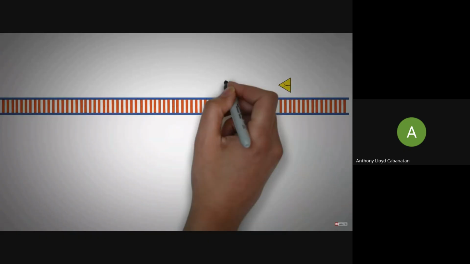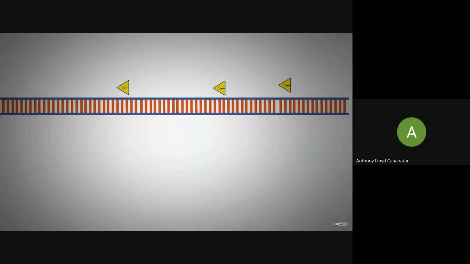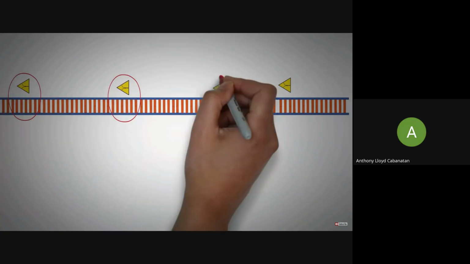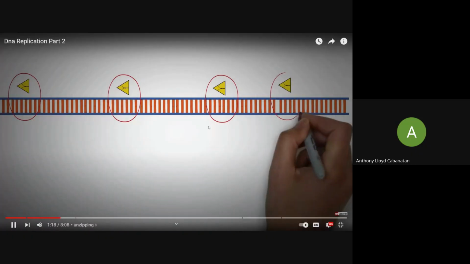Now, the process of unzipping of DNA involves action of multiple helicase enzymes on different segments of DNA. These segments of DNA where the enzyme helicase acts are also known as the sites of origin.